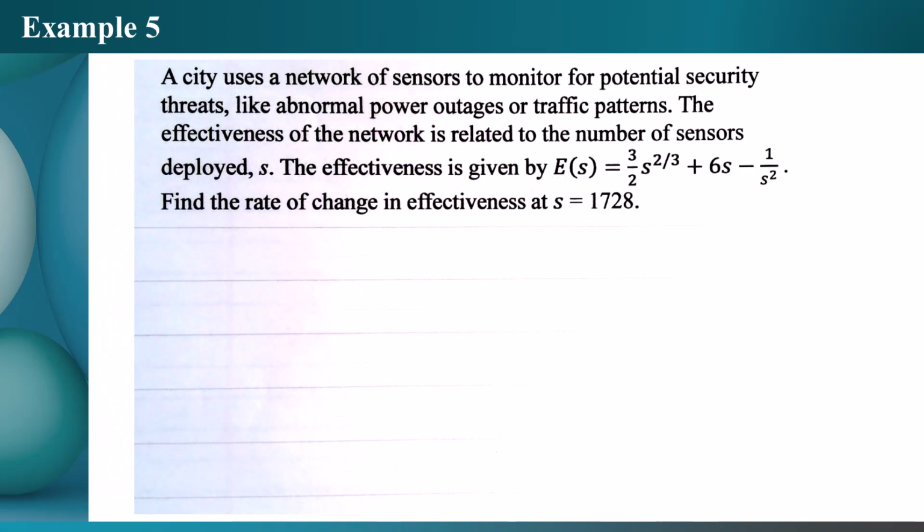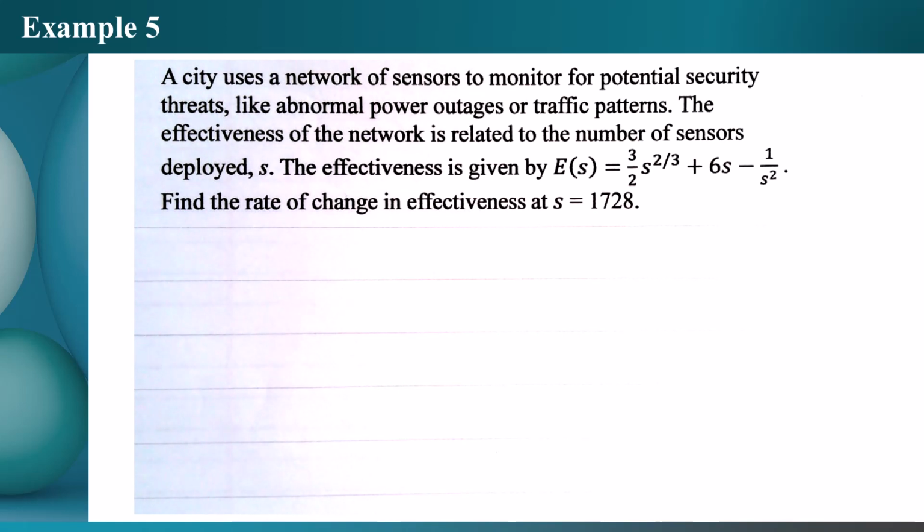A city uses a network of sensors to monitor for potential security threats, like abnormal power outages or traffic patterns. The effectiveness of the network is related to the number of sensors deployed, S. The effectiveness is given by E of S equals 3/2 times s to the 2/3 plus 6s minus 1 over s squared. We want to find the rate of change in effectiveness at s equals 1728. Well, we know the rate of change is given by the derivative.